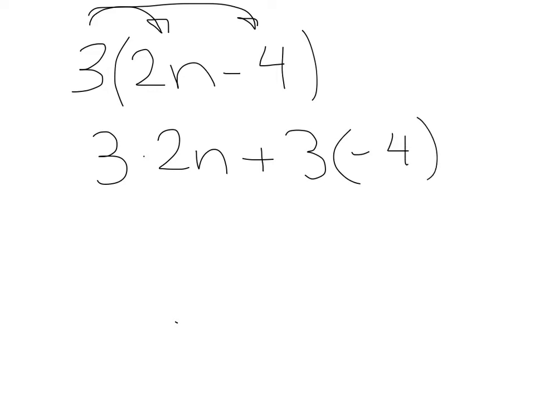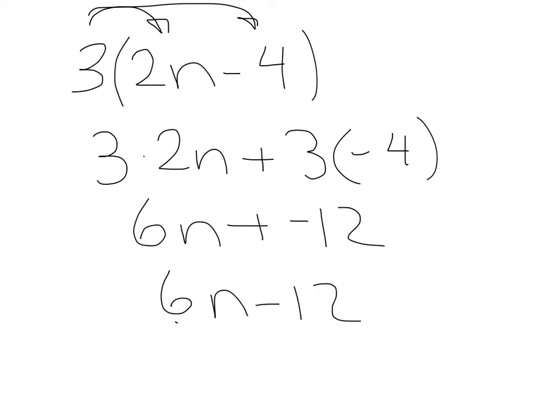And so if you sort this out correctly, you should get 6n, because 3 times 2 is 6n's, and you should get negative 12. But this could also have been written as 6n minus 12, which is the same thing.